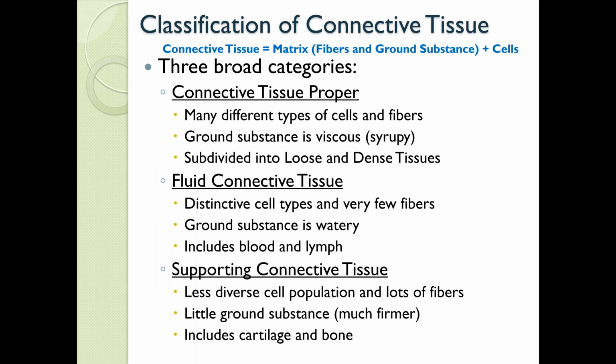And then you have supporting connective tissues. In these types, you'll have a less diverse cell population, so typically only one type of cell, and you have lots of fibers. However, there is very little ground substance, so very little fluid, making these tissues much, much firmer, and your supporting connective tissues include cartilage and bone. And now we'll talk about each of these in more detail.